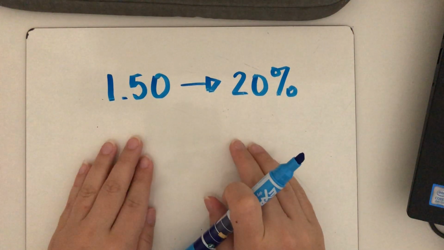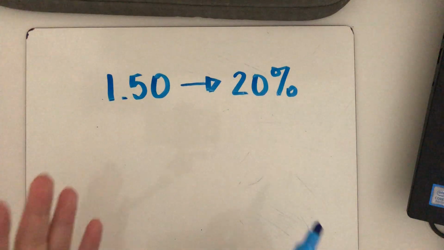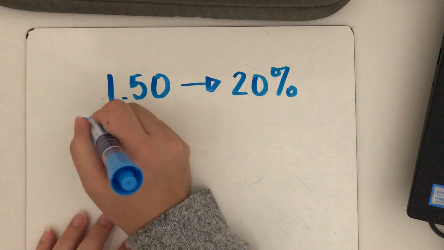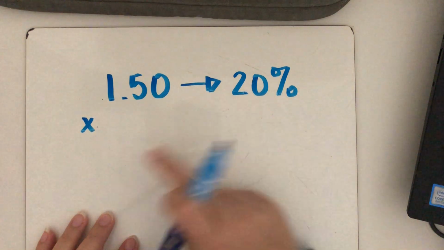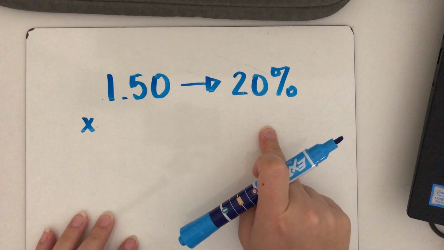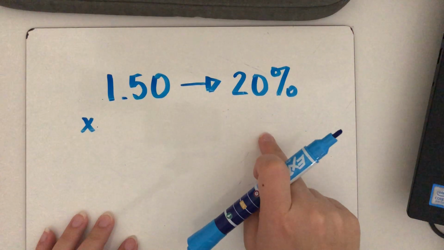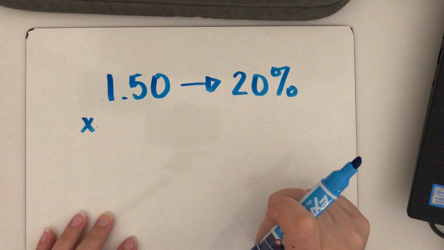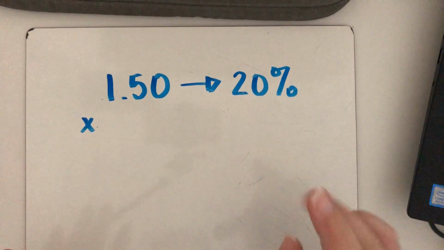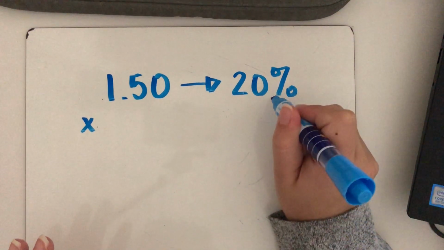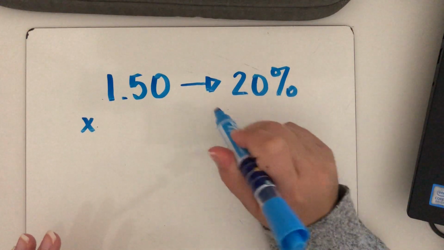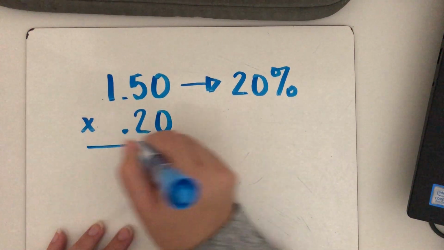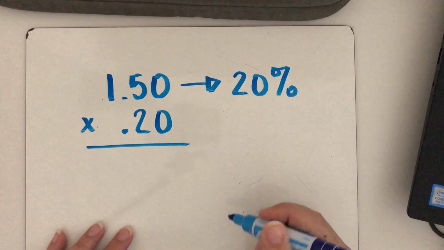So before I can actually do that, I need to find what 20% of $1.50 is. I can multiply it by the 20%. By multiplying it by 20%, I need to change this percent to a decimal. And how do I do that? Yep, I'm going to move that invisible decimal 2 to the left. So that means I'm going to multiply $1.50 by 0.20.